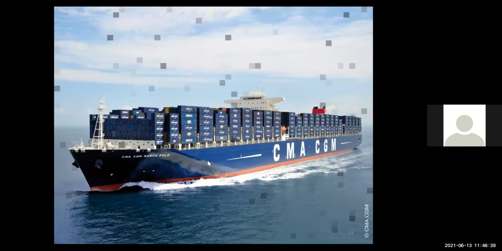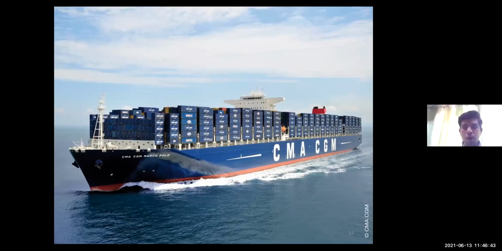See, some photographs are there. I am sharing with you. This is a container vessel. You can see the boxes. The containers are placed on a vessel. Inside the cargo holds there are containers, and on the deck also there are containers.